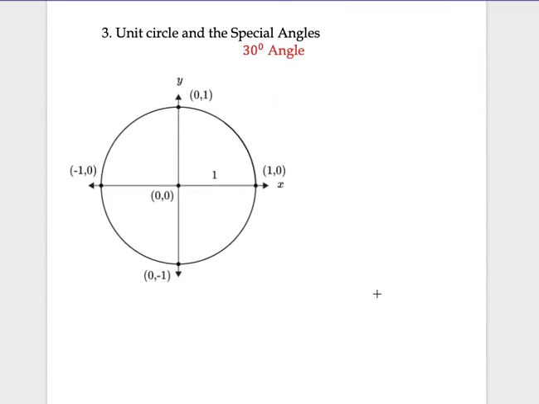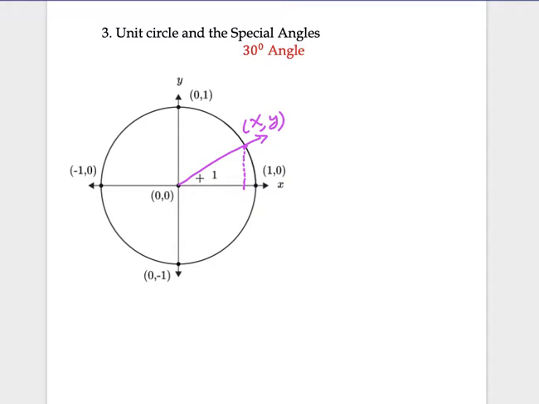Let's check the first one, 30 degrees. Again, any angle we are introducing here is the position of the terminal ray. If we have several angles that are all coterminal, they share the same terminal ray, which means they will have the same coordinates. First of all, let's draw a nice 30 degree angle here. This is going to be (x, y), so we are going to figure out what x and y are.